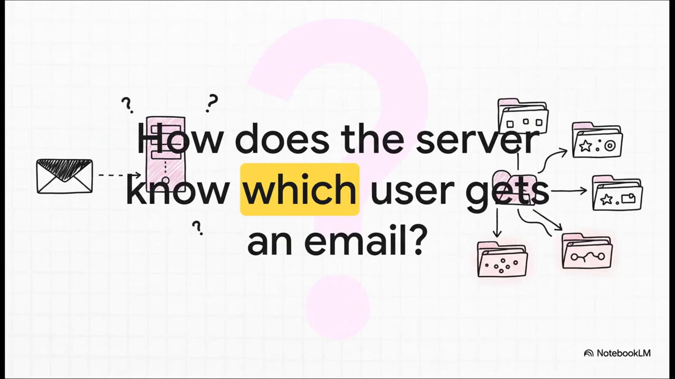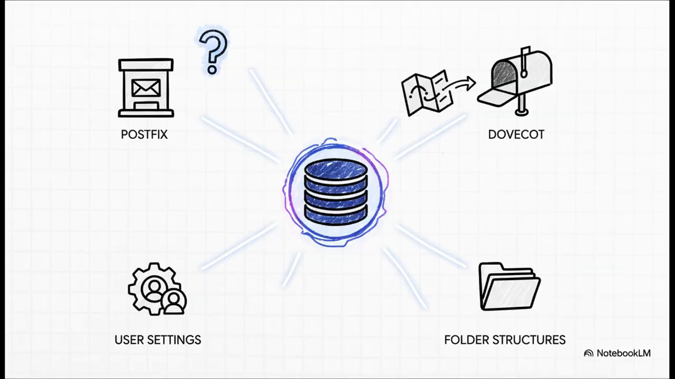Okay, so the email is saved as a file. But how in the world does Dovecot know which user this email belongs to? And where exactly on the hard drive is that user's specific mailbox folder? Because that information is not in the email file itself. And this is where the database becomes the central nervous system of the entire server. Both Postfix and Dovecot completely rely on it. See, Postfix might query the database just to confirm the recipient's address is valid before it even accepts the email. Then, once it's accepted, Dovecot queries that same database to find the exact file path for that user's mailbox, telling it precisely where on the hard drive to store that new email.